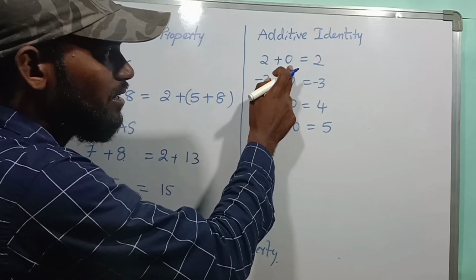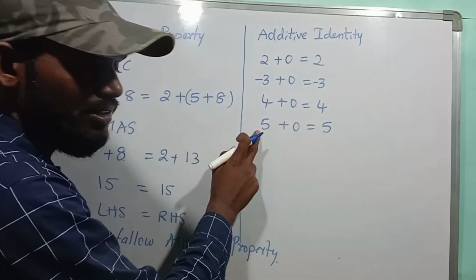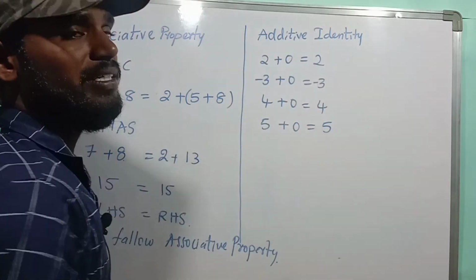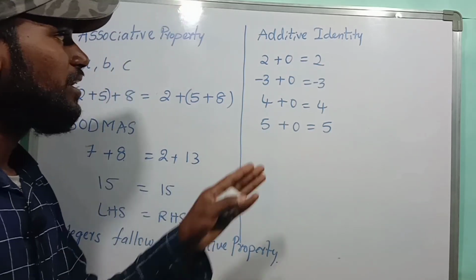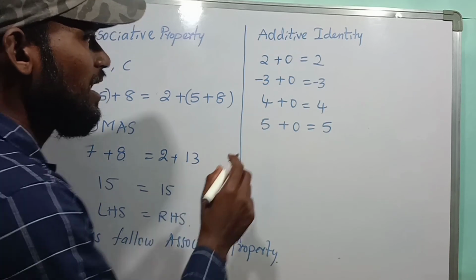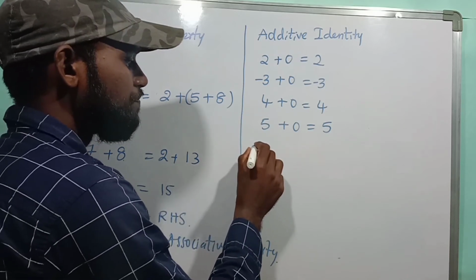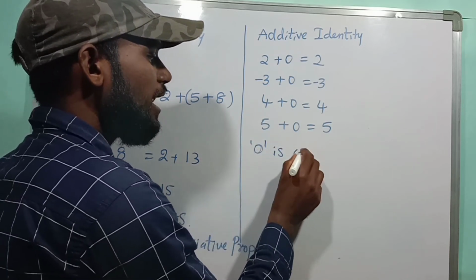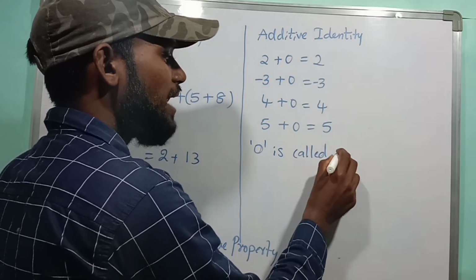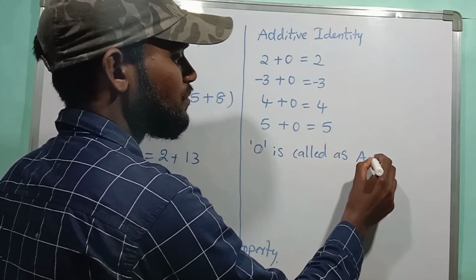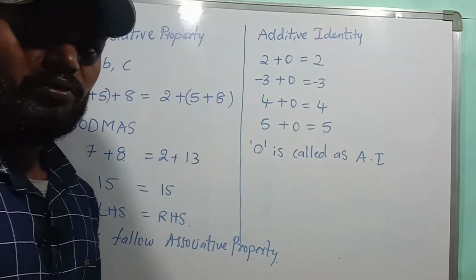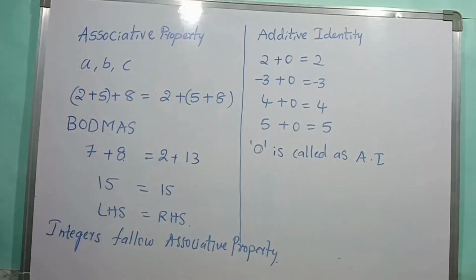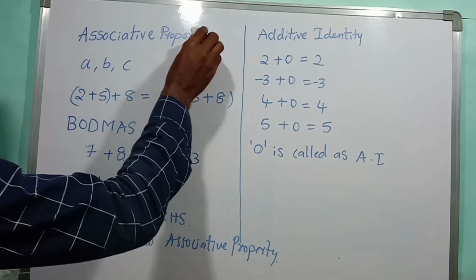If you add 0 to any integer, you get the same integer as the result. So there is no change in the integer. That is the reason we call 0 the additive identity. Additive identity. Okay, everyone clear? I hope everyone is clear.